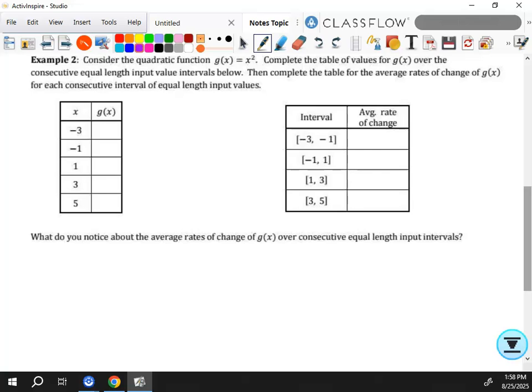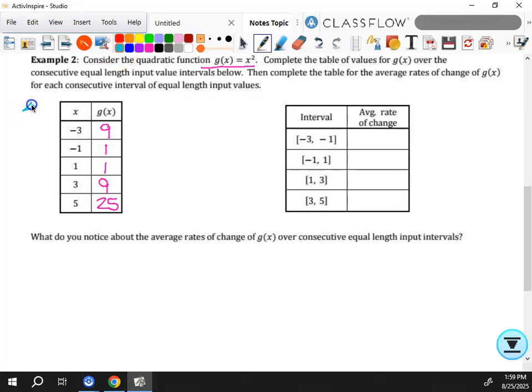Okay. All right, so this one says, consider the quadratic function g of x equals x squared. We're going to complete the table of values. If g of x is x squared, I'm going to take -3 and square it. What do I get? 9. Positive or negative? Positive, right. So -1 squared is 1, and 1, 9, 25.